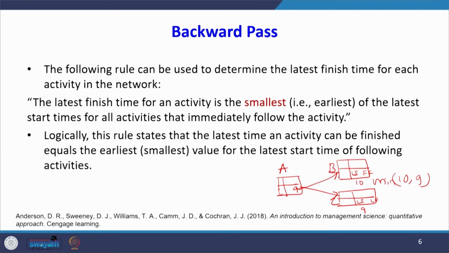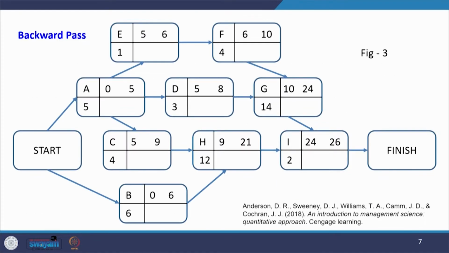So, what are the two activities following A? B and C. If you want to know the latest finish time, that will be the smallest of the latest start times of the succeeding activities. Logically, this rule states that the latest time an activity can be finished equals the earliest value of the latest start times of following activities. Now, I am going to apply this backward pass.